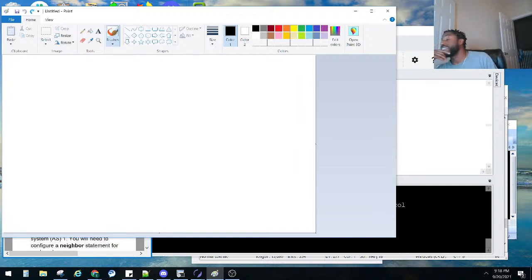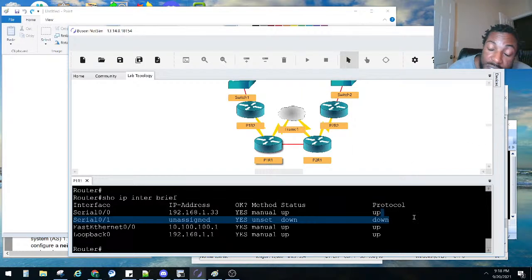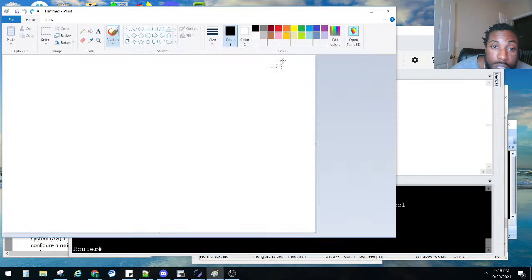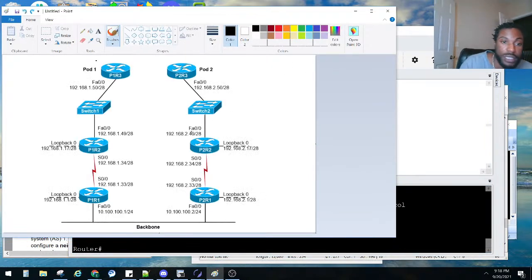How do you know which side is DCE? Good question, man. If you do show interface serial and then whatever that number is, it'll tell you whether it's the DCE or DTE side, right? So it's going to be between these two right here. That's a really good question. We want to know which side is doing the clocking, right? So we were already on this guy right here.